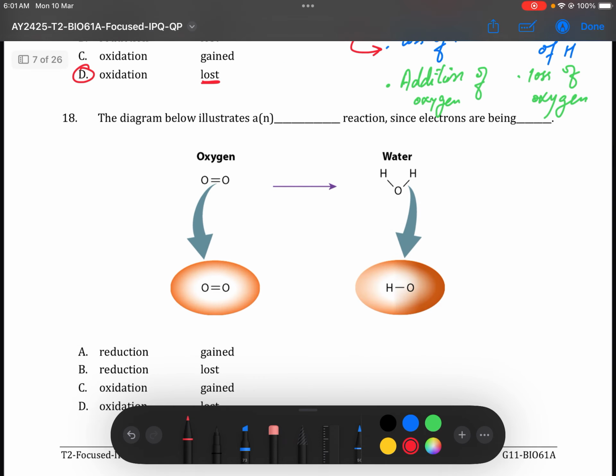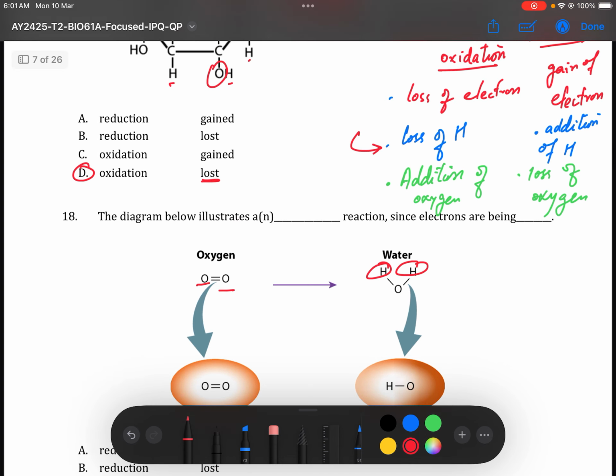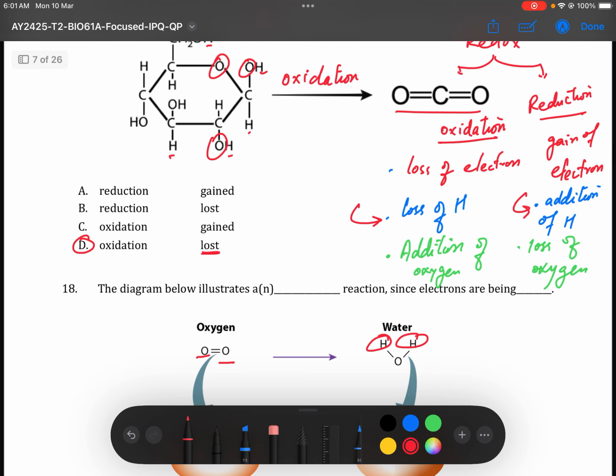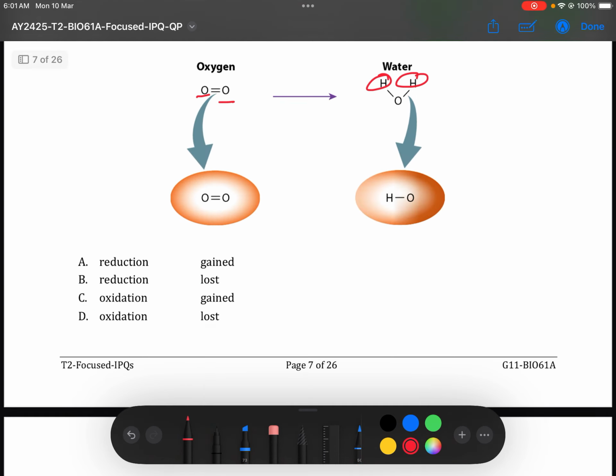Go to the second diagram. The diagram below illustrates the same question, but now here the hydrogen is added. It's addition of hydrogen, and that's why this will be called reduction. Reduction is a gain of electrons. So the answer will be the first one.